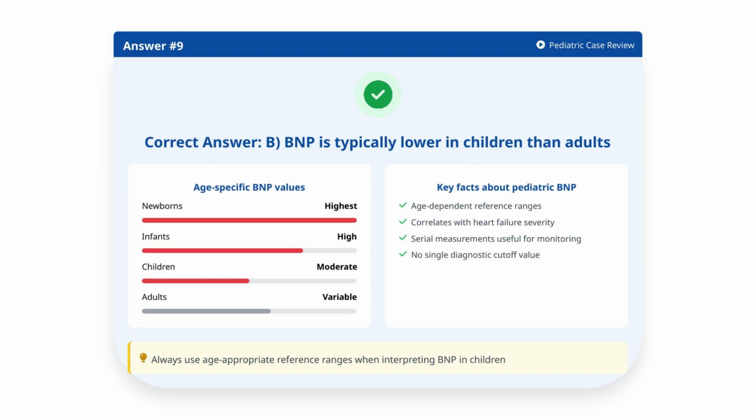The correct answer is B, BNP is typically lower in children than adults. Normal BNP values in children are age-dependent and generally lower than adult values. This makes it essential to use age-appropriate reference ranges. BNP does correlate with heart failure severity in children, and serial measurements are valuable for monitoring disease progression and treatment response. While elevated BNP supports heart failure diagnosis, no single cutoff value is diagnostic across all age groups.